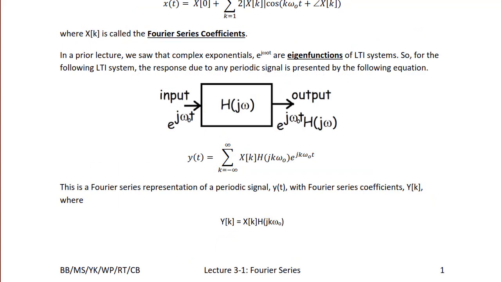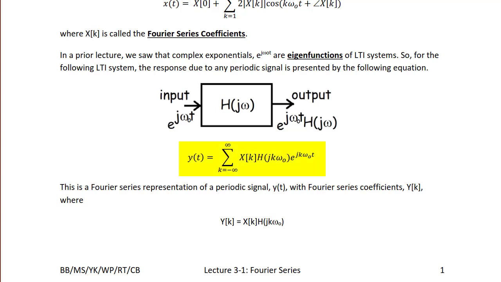In a prior lecture, we saw that the complex exponentials e to the j omega naught t are eigenfunctions of LTI systems. Remember, H of j omega was the eigenvalue. So for the following LTI system, the response due to any periodic signal is presented by the following equation, where the input is e to the j omega naught t, the system is represented by the frequency response H of j omega, and the output is e to the j omega naught t times H of j omega.